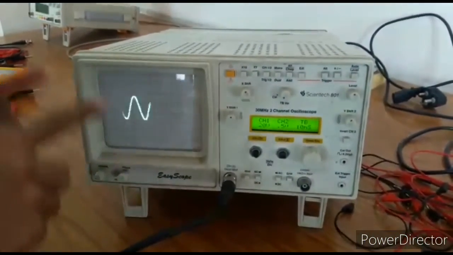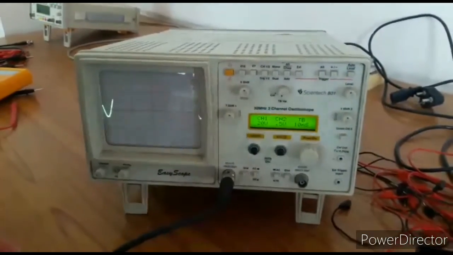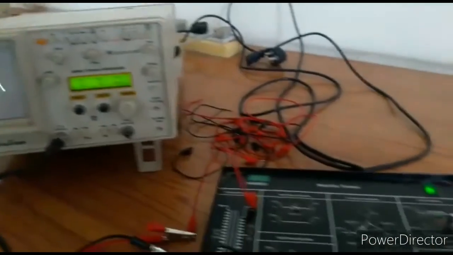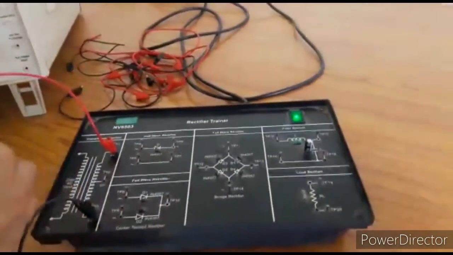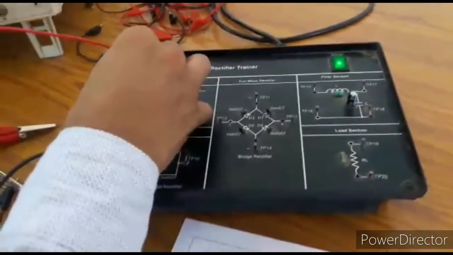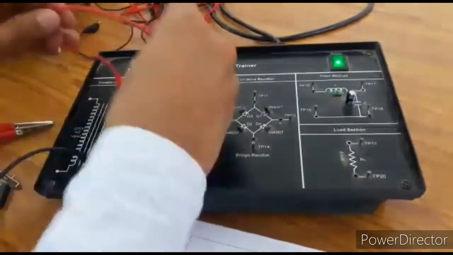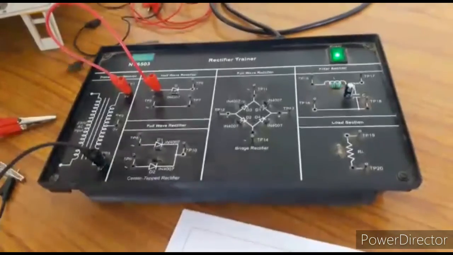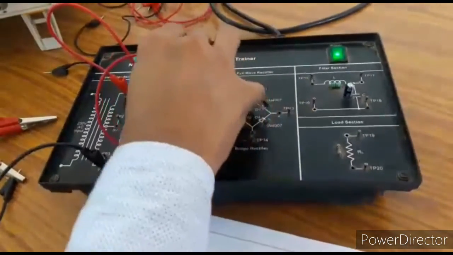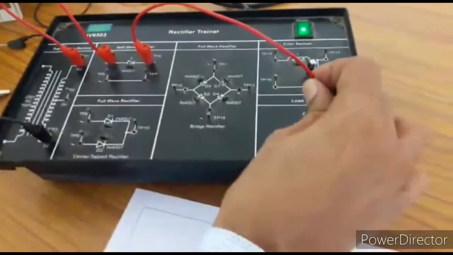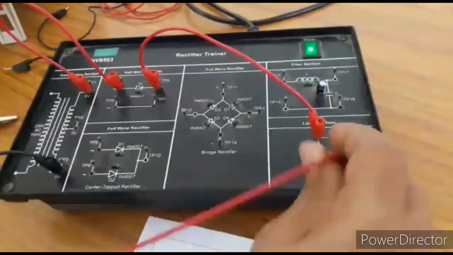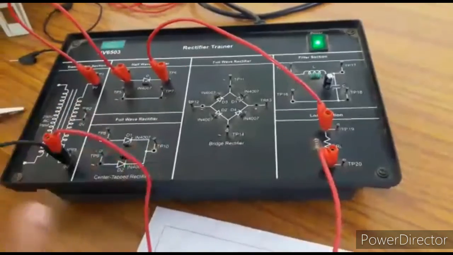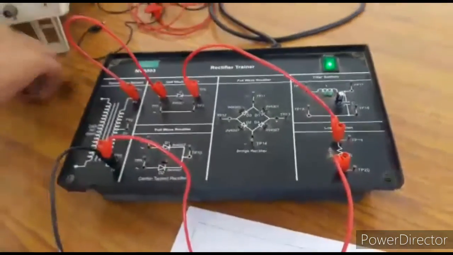Now we will convert this AC signal into pulsating DC using the half-wave rectifier. So for that we will design a circuit. The transformer's positive terminal is connected to the positive terminal of the diode, and the diode's other terminal will be connected to this resistor, and the resistor's second terminal will be connected to the transformer. And this is our complete circuit diagram.